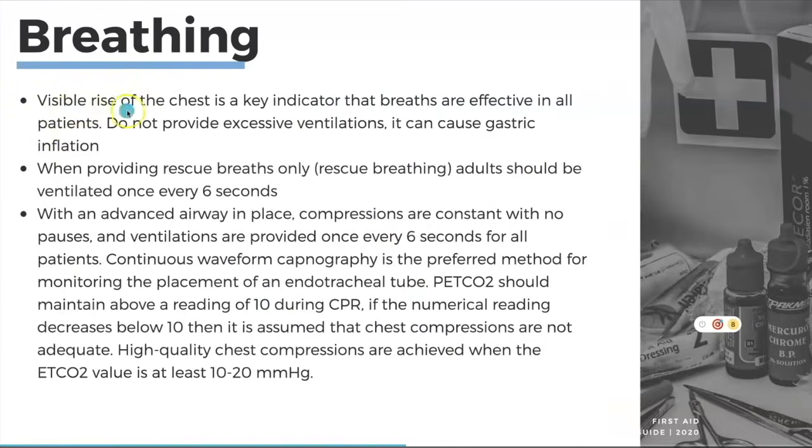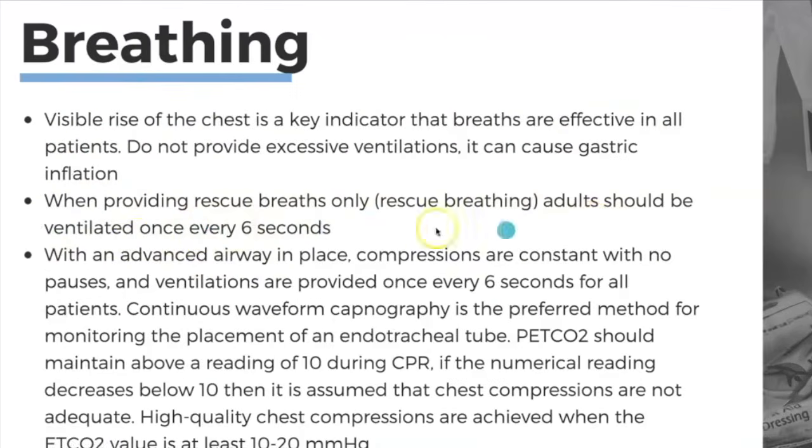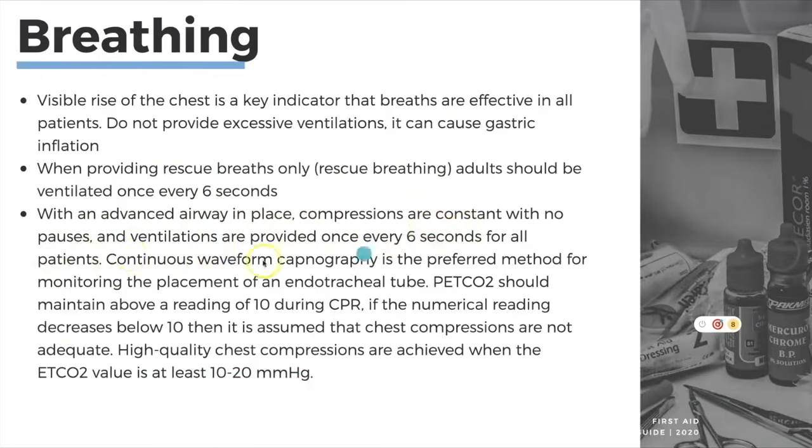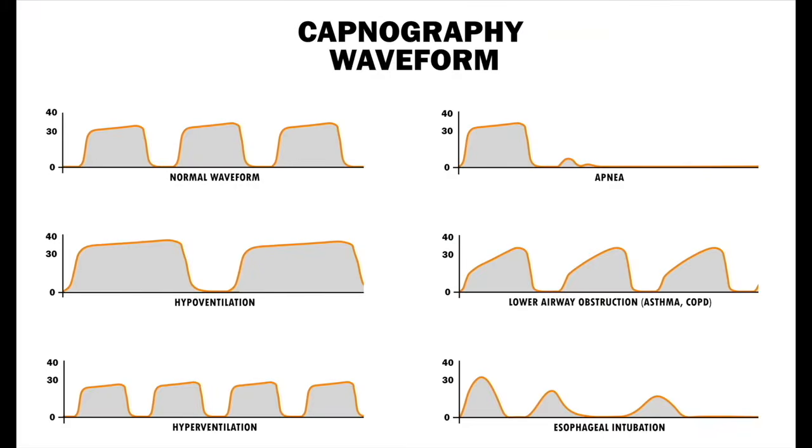Breathing. Visible rise of the chest is a key indicator that breaths are effective in all patients. Don't provide excessive ventilations that can cause gastric inflation. When providing rescue breaths, again, adults should only be ventilated once every 6 seconds. With an advanced airway in place, compressions are constant with no pauses, and ventilations are provided once every 6 seconds for all patients.